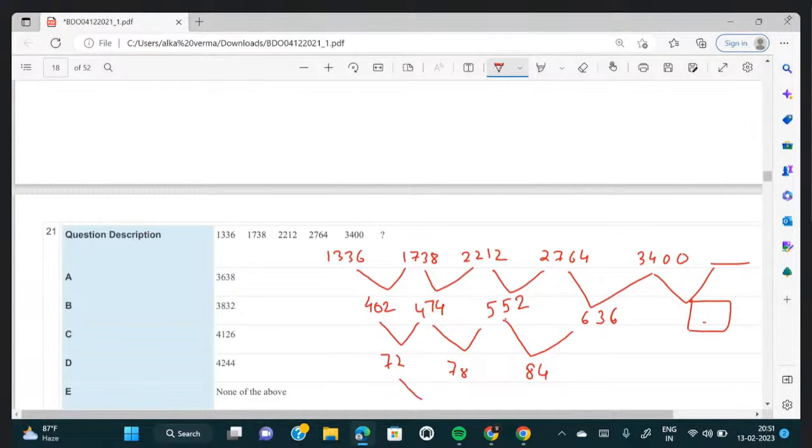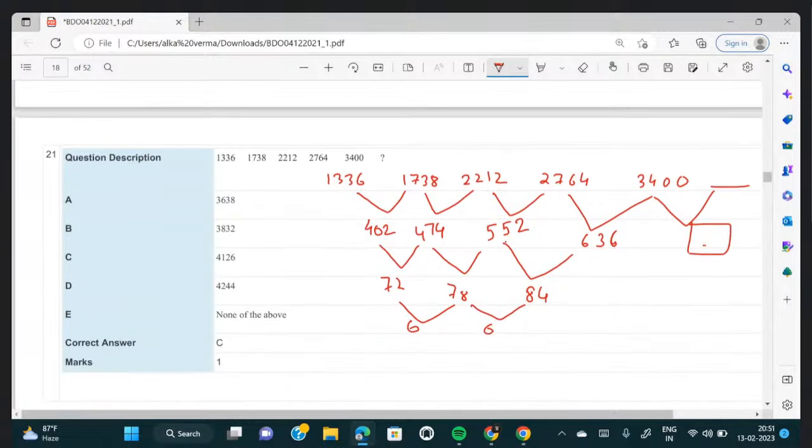Let us see. This is 6. This is 6. So again, if two numbers we are getting a 6, then the third number also will be 6. That means 84 plus 6 will be 90 here. 636 plus 90 will be 726. And 3400 plus 726 will be 4126. Are we getting 4126? Yes, we are getting 4126. So C is the right answer.